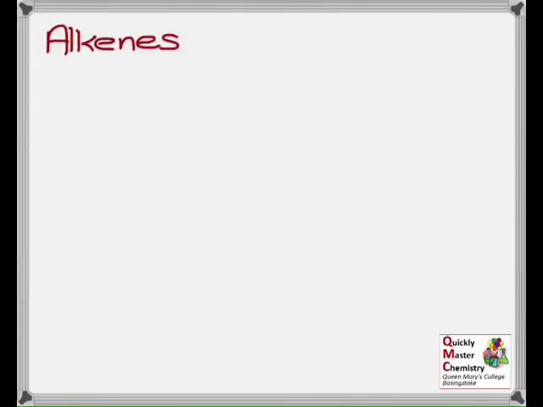Next up in our tour of homologous series is the alkenes. A very small difference in the spelling between alkenes and alkanes, and you need to make sure when you talk about these homologous series that you write very clearly so that it's obvious which one you're talking about. What is it that makes an alkene an alkene?